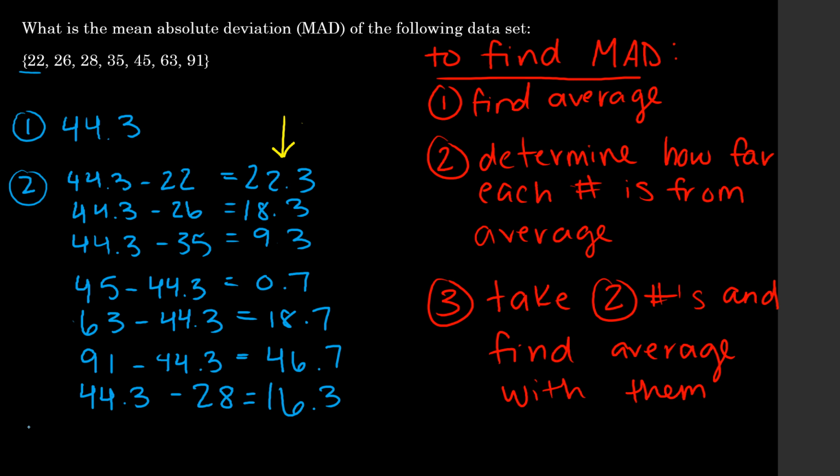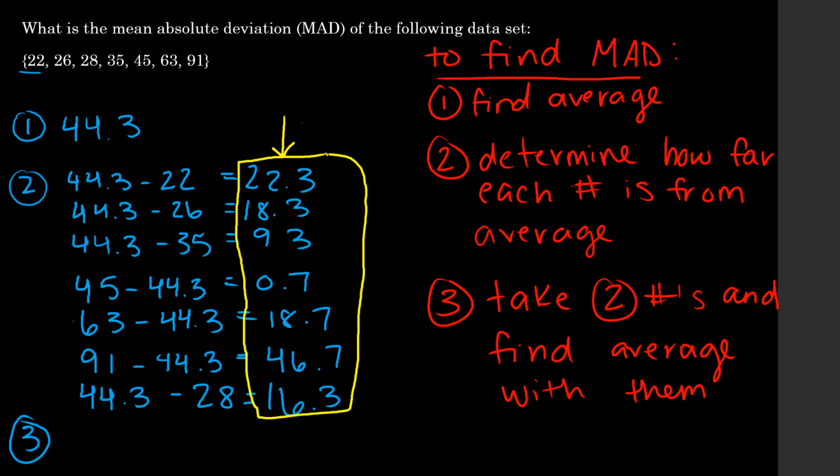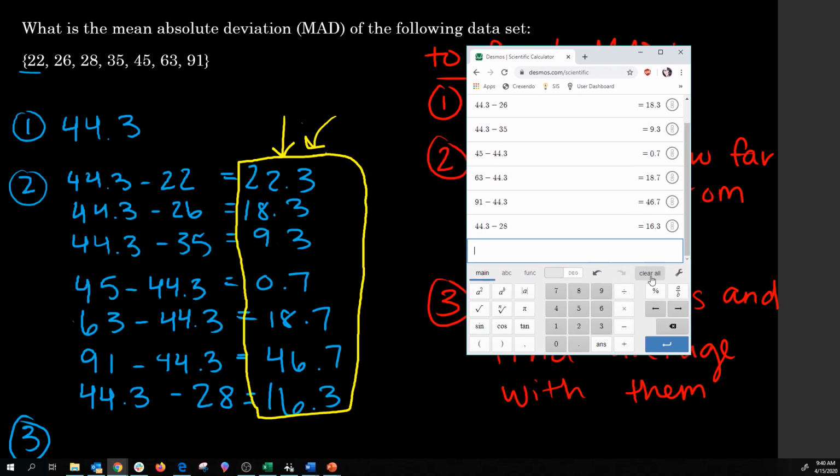Okay, so for number 3, we're going to add up all of these numbers together and then divide it by 7. Okay, so this is the second time we're finding our average. So with mean absolute deviation, remember you're finding your average first. You're subtracting all of your numbers from your average. That's what we're doing here. Then you will take your new numbers, which are all of these, and then you're going to use these to find your average. This step right here is you finding your mean absolute deviation. So let's do that with our calculator.